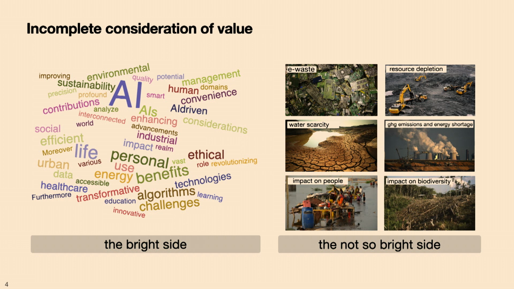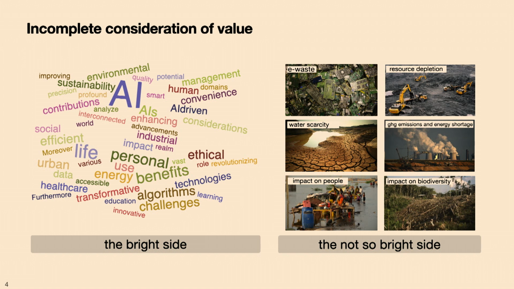There is the e-waste problem, resources are being depleted, and water scarcity is now being talked about because data centers use a massive amount of water. GHG emissions and energy shortage are the common words now, but there is also impact on people and impact on biodiversity.